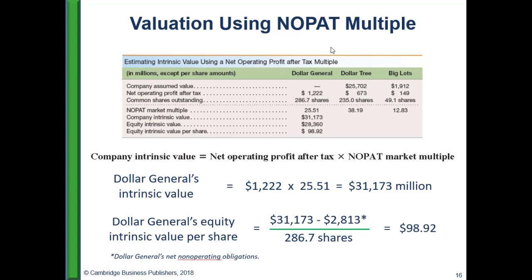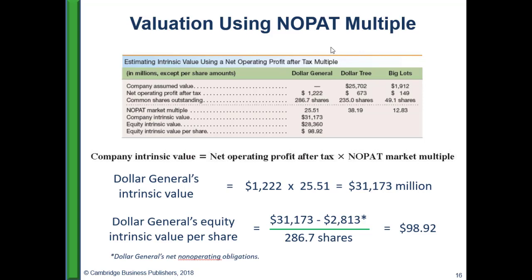So we want to look at the intrinsic value, and in this case it's going to be NOPAT times what they're calling here the NOPAT market multiple. Now, to be 100% honest with you, the only place I've ever seen NOPAT market multiple is in this book. However, it should be a better measure of valuation than the PE ratio based on the research that has been done. Nonetheless, everybody uses the PE ratio because that's the way it's always been done.